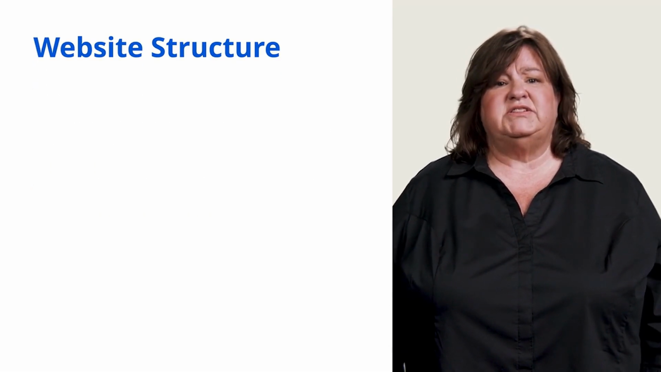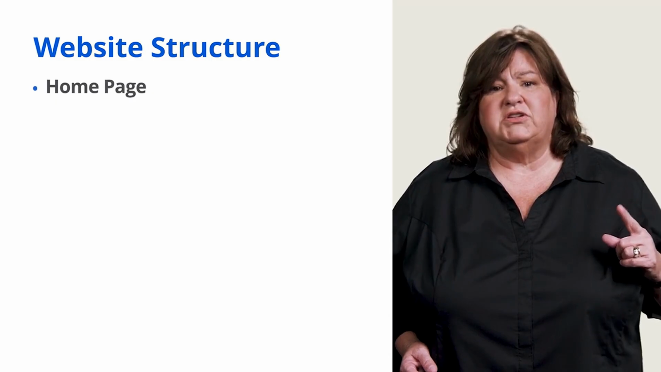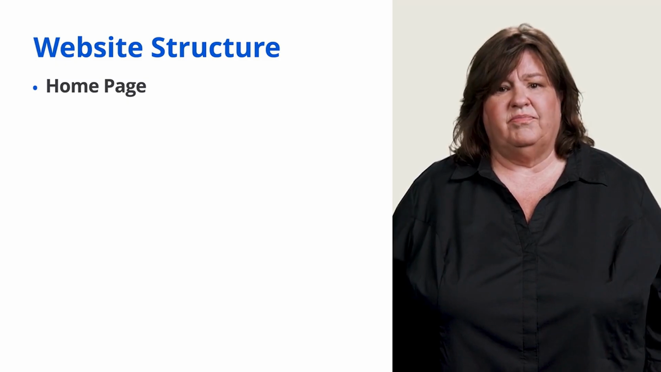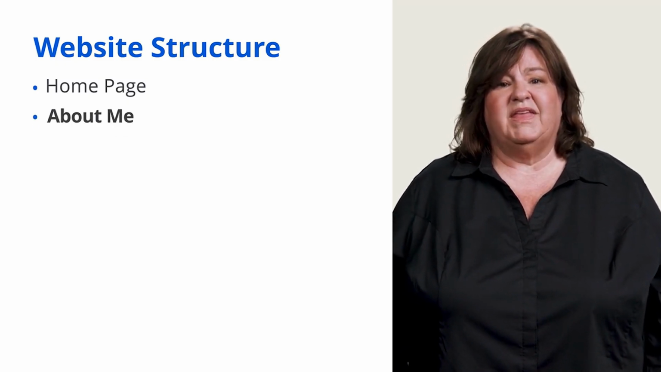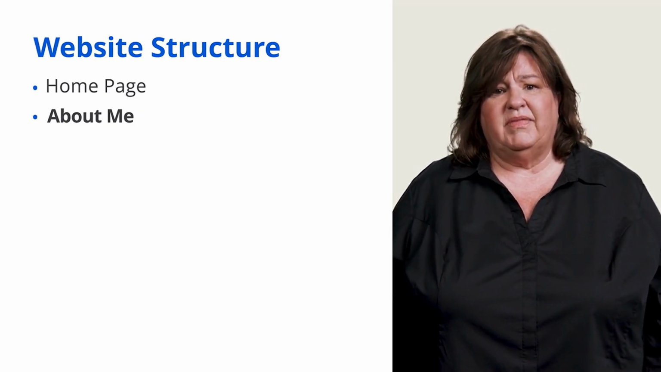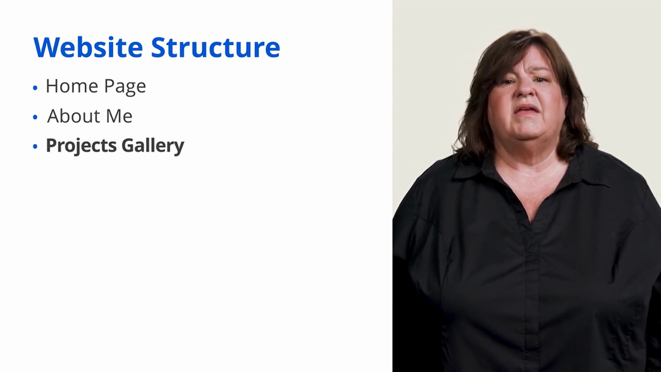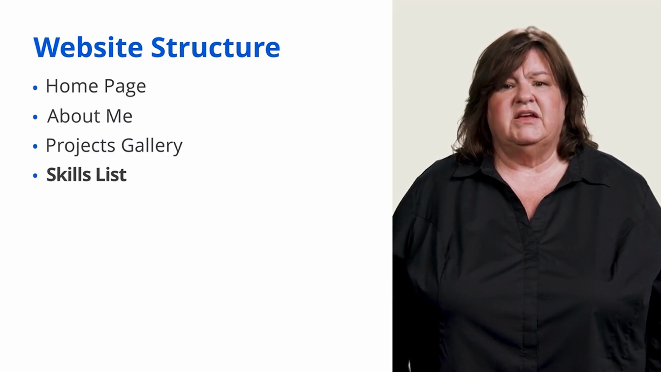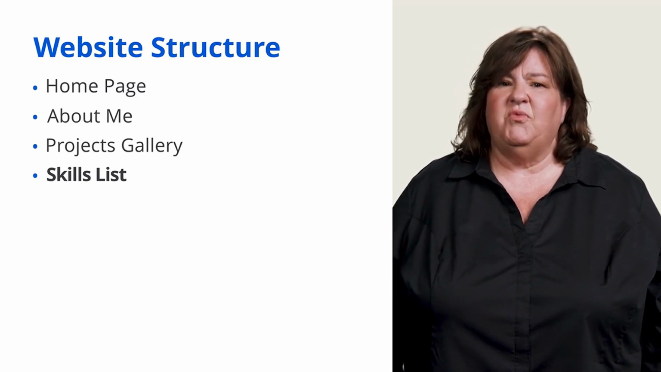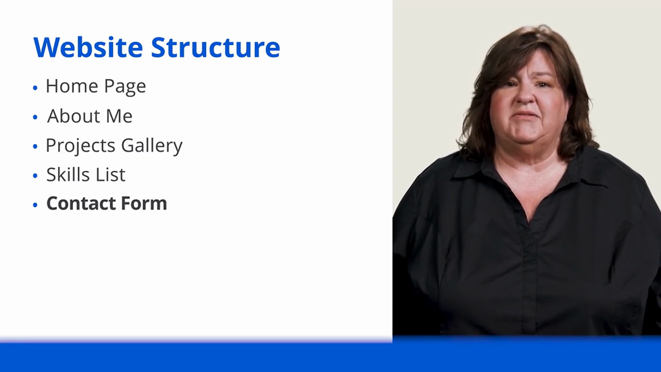The goal of this project is to create a personal portfolio website, which will include the following sections. First, you will have the home page. This is where visitors will land and learn about you. Next comes the About Me section. This section will describe who you are, your background, and what you bring to the table. Then comes the Project Gallery. Here, you'll showcase your best work. Next up is the Skills List. This will highlight your technical and creative skills. The website development project will conclude with building a contact form. This form will allow others to contact you easily.